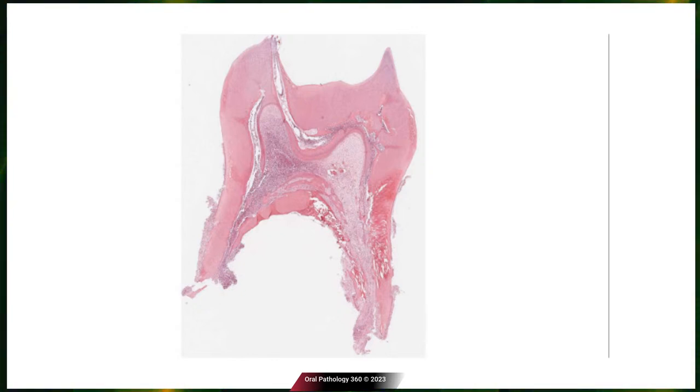There's also appearances on the roots and particularly in relation to the furcation, and this was a real puzzle to us.